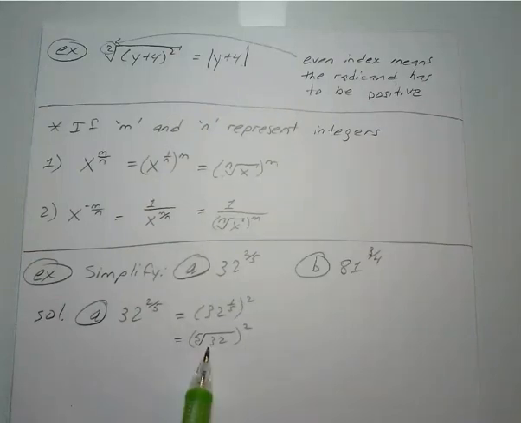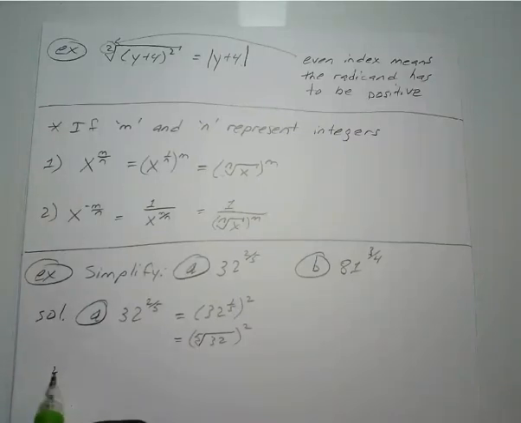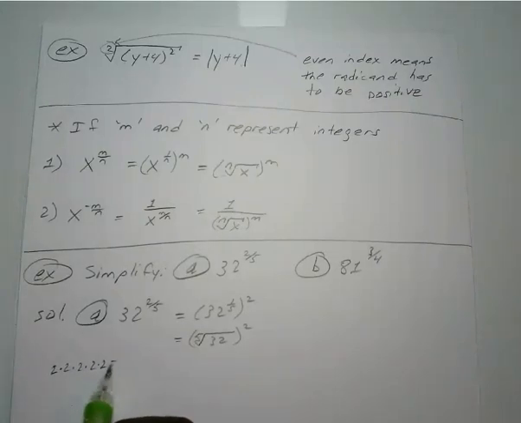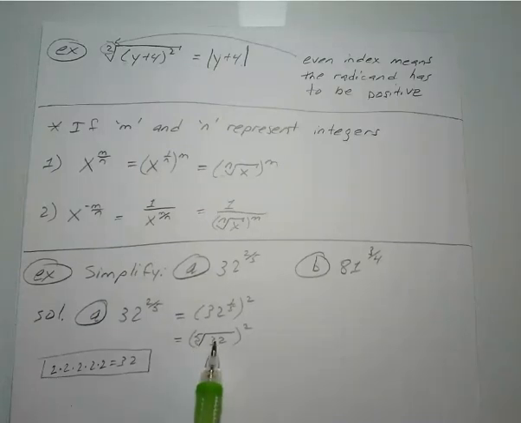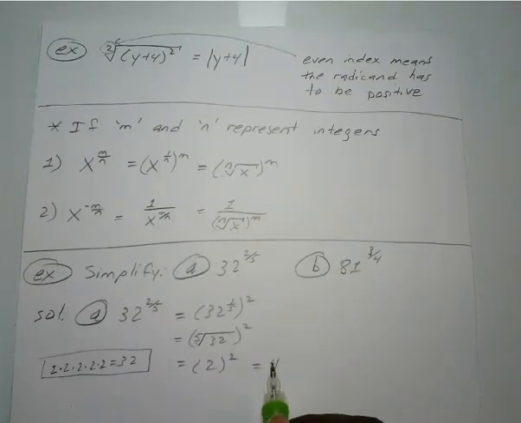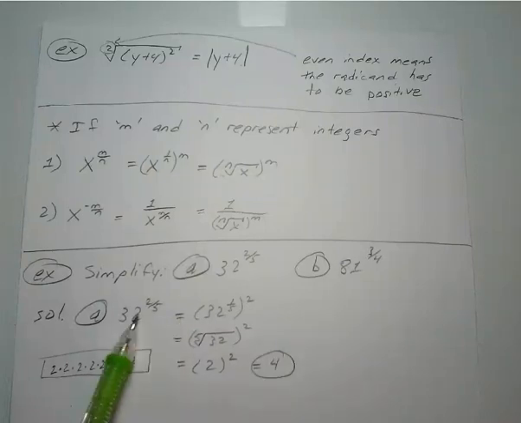Okay, so we know the 5th root of 32. We know that 2 times 2 times 2 times 2 times 2 equals 32. So we know the 5th root of 32 is equal to 2. So that gives us 2 squared, and 2 squared is just 4. So 32 to the 2/5 power is equal to 4.